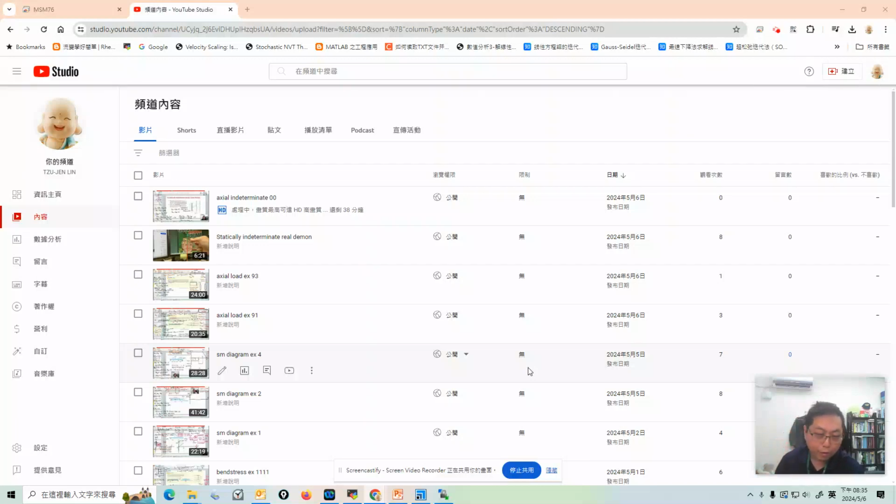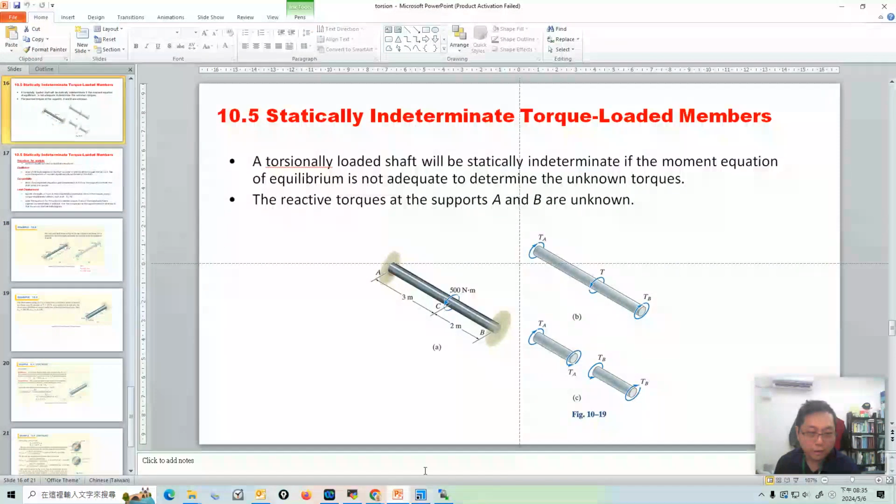Hello everyone. This video is going to introduce the statically indeterminate torsional load member. It's very similar to the axially loaded member. We also have the statically indeterminate torsional torque load member. Actually, it's very similar to what we did in axial loading, almost the same example.